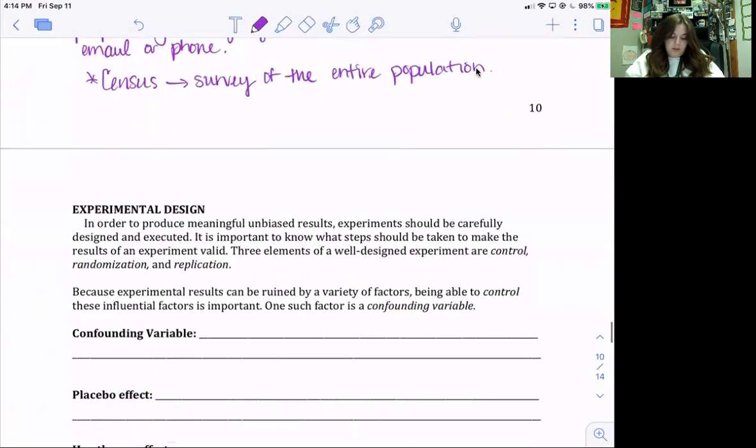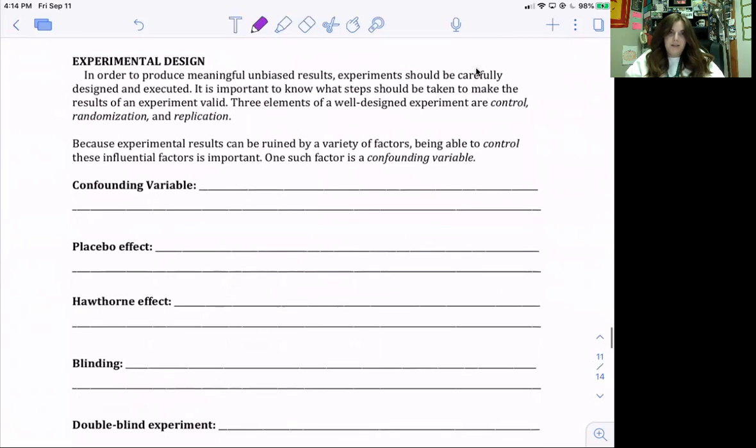Okay, so then we can look at experimental design. In order to produce meaningful, unbiased results, experiments should be carefully designed and executed. It is important to know what steps should be taken to make the results of an experiment valid. Three elements of a well-designed experiment are control, randomization, and replication. Because experimental results can be ruined by a variety of factors, being able to control these influential factors is important.